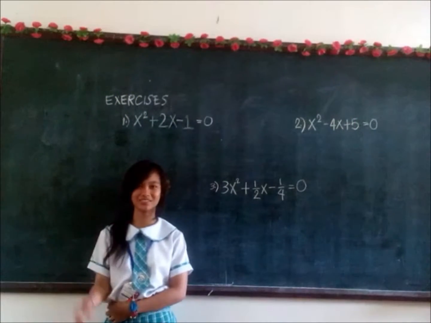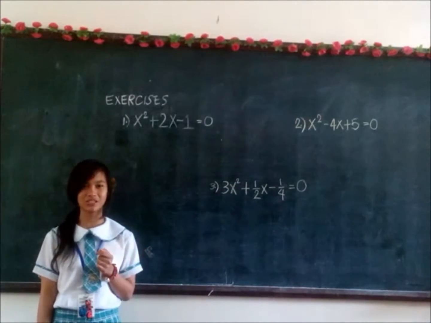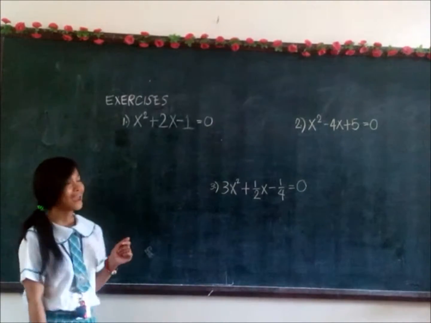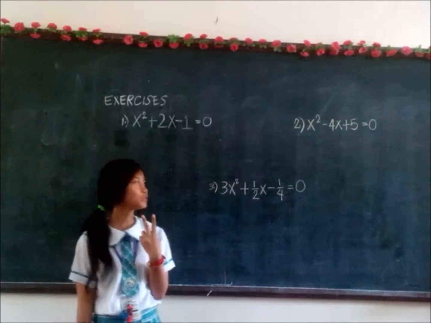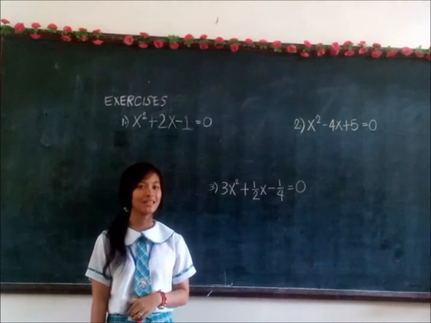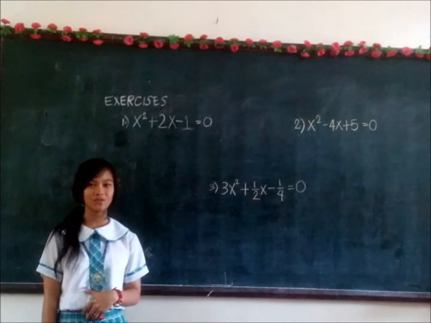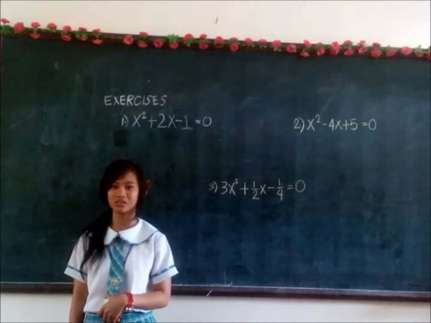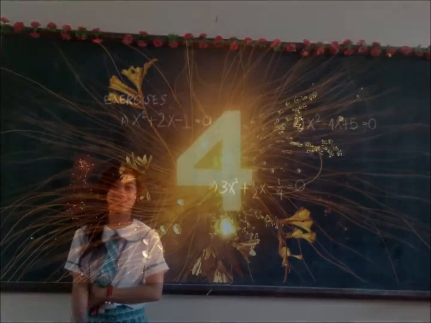Did you get it now? Yes, ma'am. Let me test you by giving exercises. For number 1, x squared plus 2x minus 1 equals 0. For number 2, x squared minus 4x plus 5 equals 0. And lastly, for number 3, 3x squared plus 1/2 x minus 1/4 equals 0. I will give you 5 minutes to solve it all. Good luck!